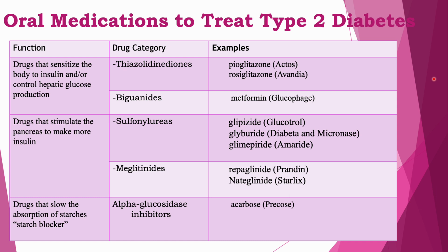Lastly, your alpha-glucosidase inhibitors. They slow the absorption of starches. So they're starch blockers. They decrease the absorption of starches when they're in your intestines. So it prevents a sudden glucose surge after you have meals. It slows that process of breaking down the sugars after you eat. The example here is your Precose.